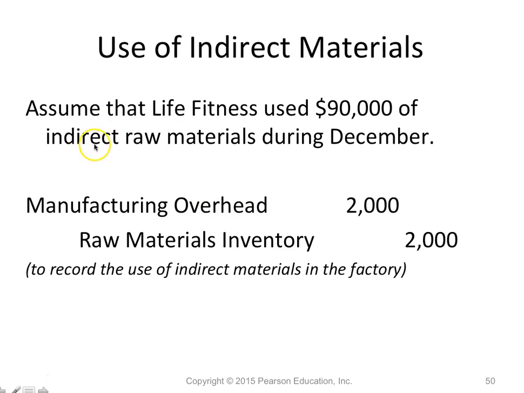There may be many reasons. Some of it indirect, some loss, or some damage, or some other things may happen. So we're going to have an unexpected or expected reduction in our raw material inventory. So I'm going to reduce it by $2,000, and we're going to have manufacturing overhead of $2,000. Okay.